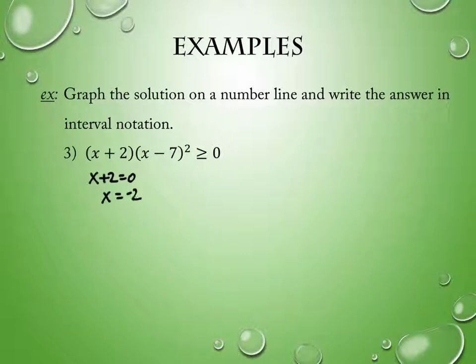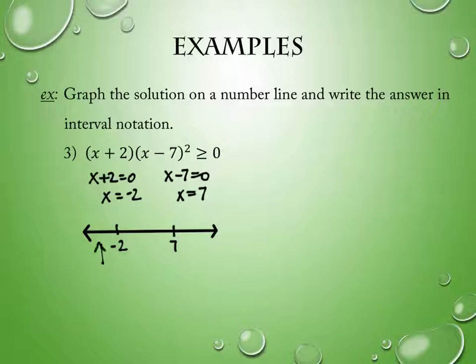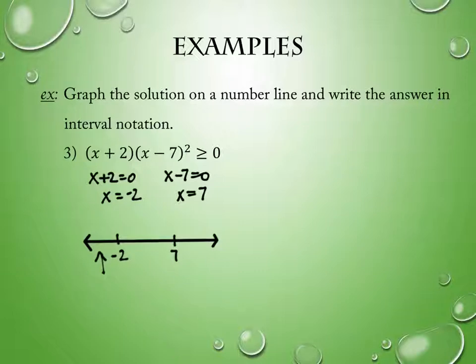So x is negative 2 and 7. Okay, so that's the same. The number line setup is also the same. And choosing values between the intervals is the same. Somebody choose me a number before negative 2. Negative 3. Okay, and let's plug in negative 3. So I have negative 3 plus 2 times negative 3 minus 7 squared.